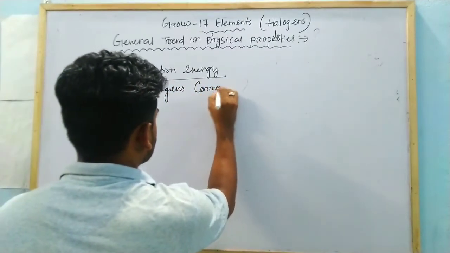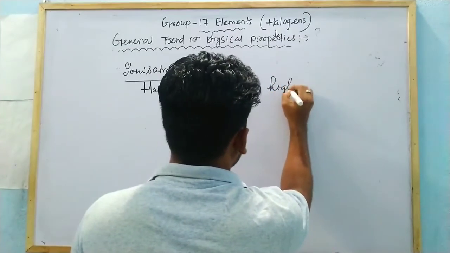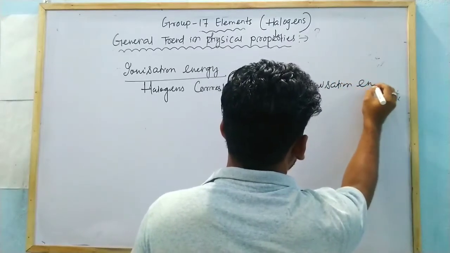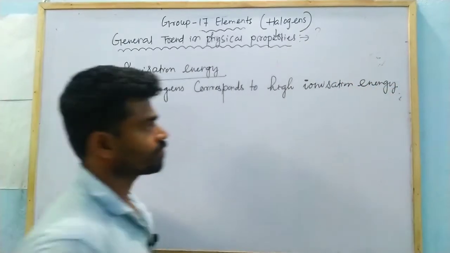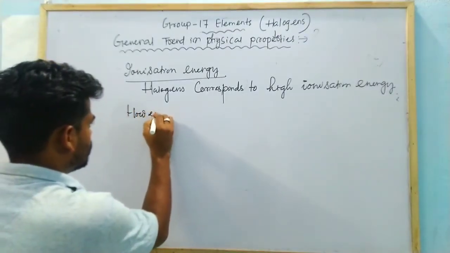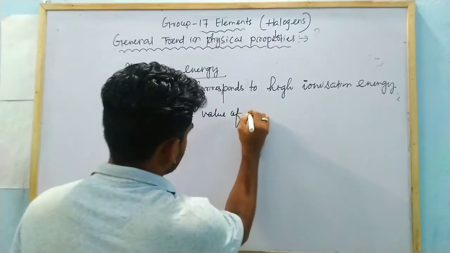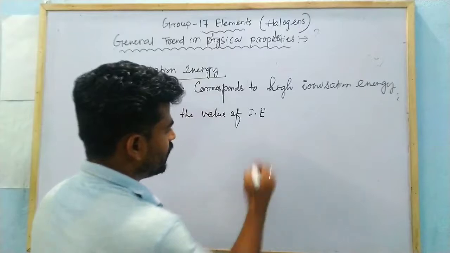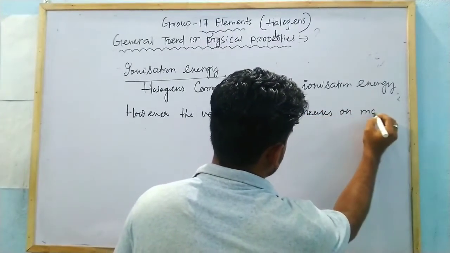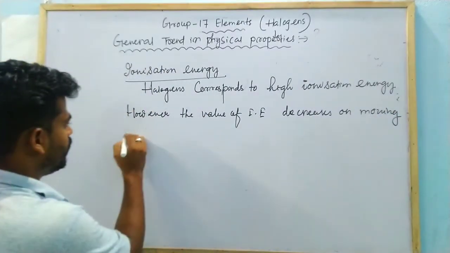Halogens correspond to high ionization energy. Okay, however, the value of ionization energy decreases on moving from fluorine to iodine.